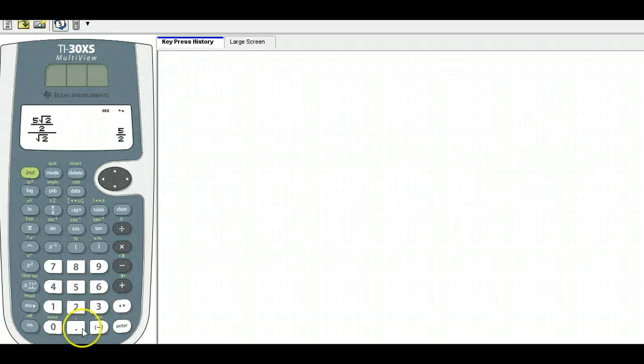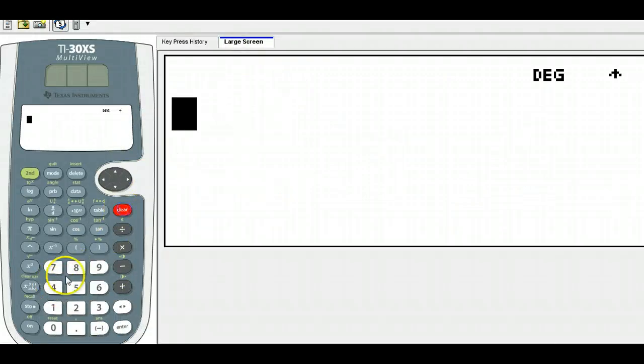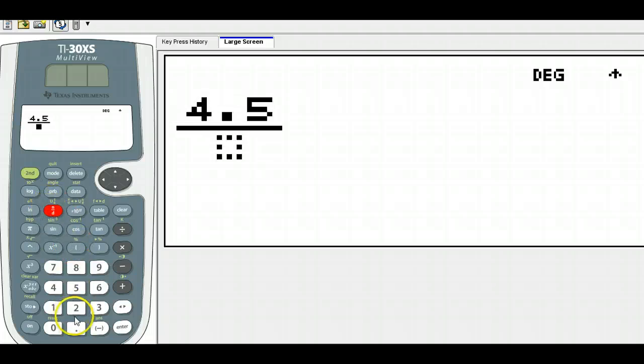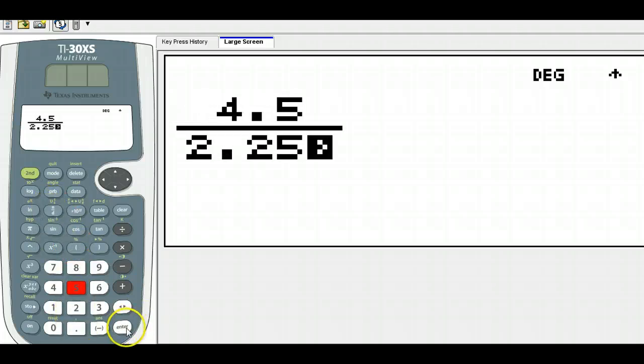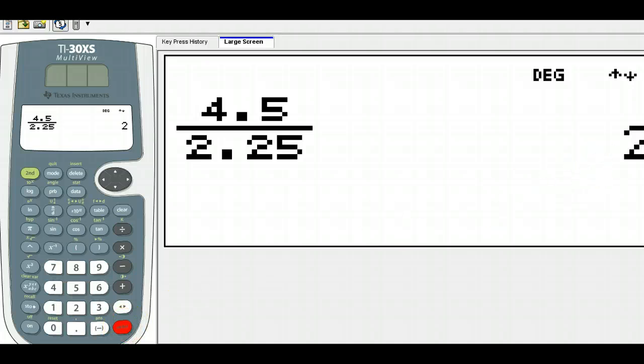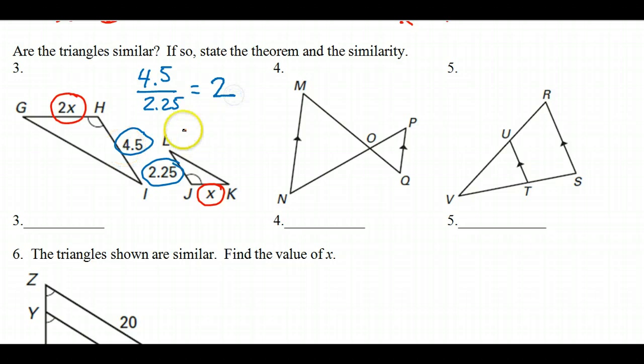Alright, let's just put that in the calculator. Okay, 4.5 over 2.25. Okay, that's 2. Okay, now let's do the red. Alright, if we do the red, that would be 2x over x. This one over this one. Well, of course, these x's are going to cancel out, and I'm going to get 2. So the sides are proportional. So that's side angle side. So there's my theorem. So I will say yes because of side angle side. That's what I mean by theorem.